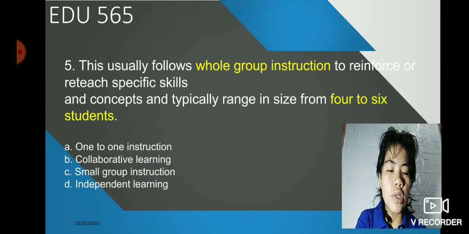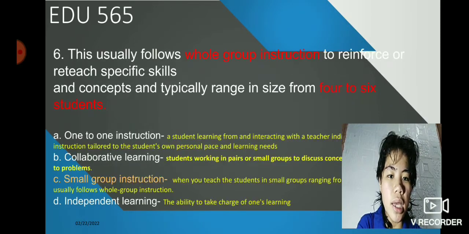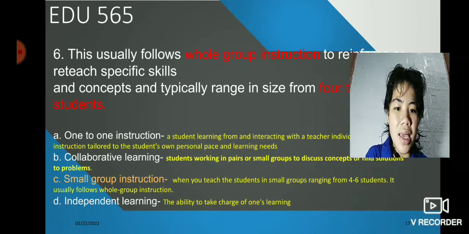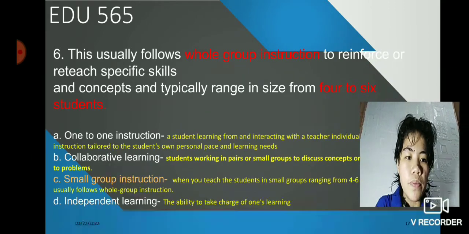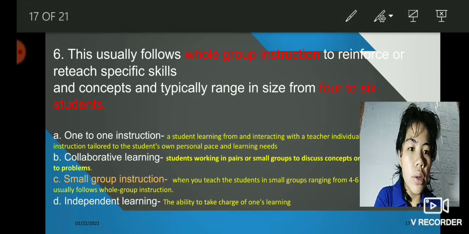Next is, this usually follows the whole group instruction to reinforce or reteach specific skills and concepts and typically ranges in size from 4 to 6 students. The answer here is C, the small group instruction. Okay, take note of the highlight here. The whole group instruction, 4 to 6 students.